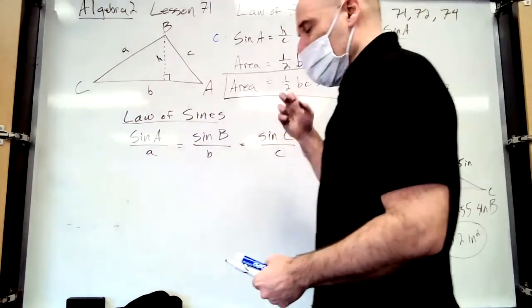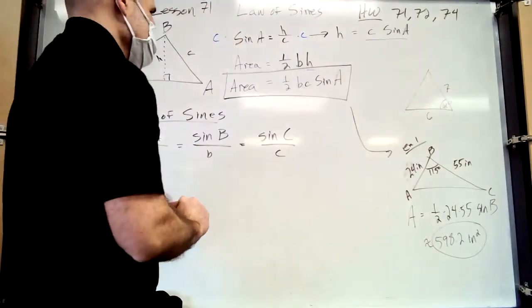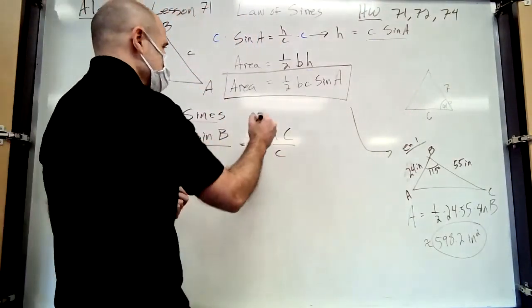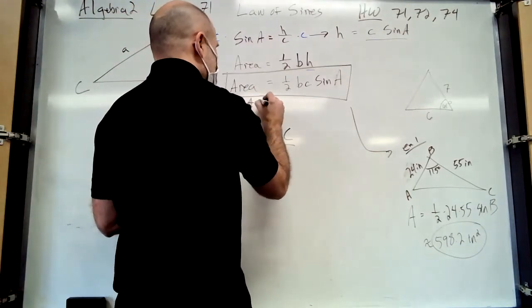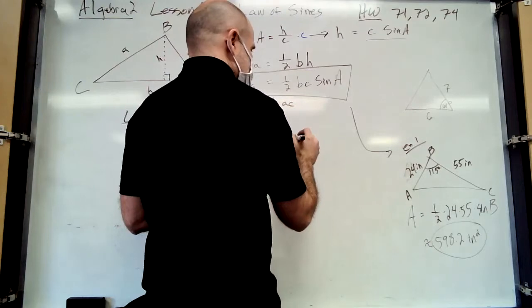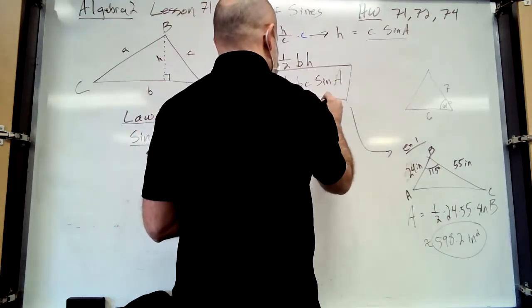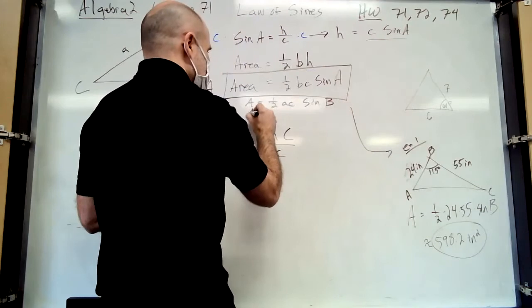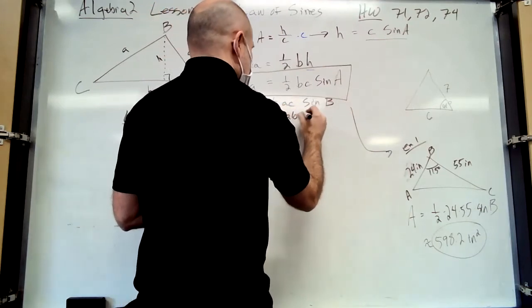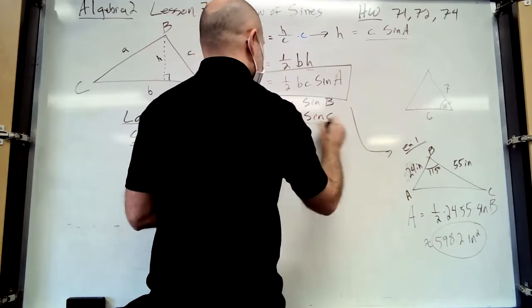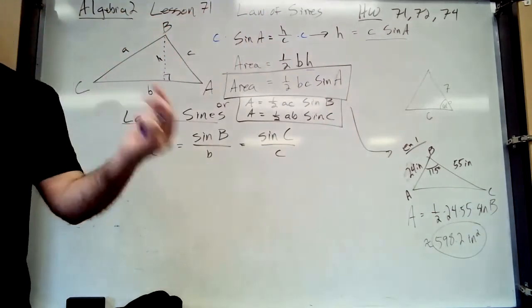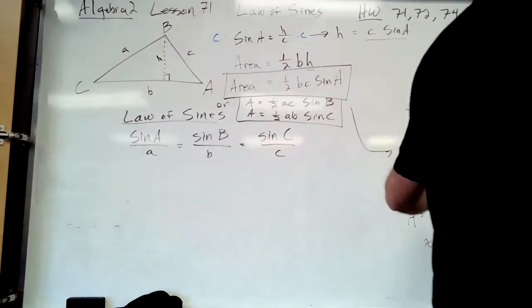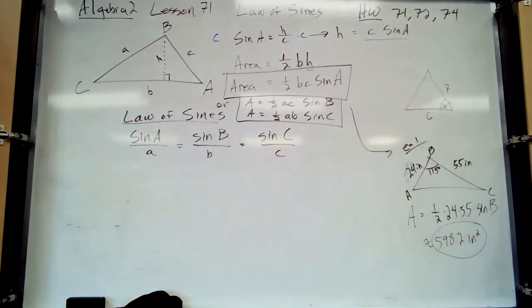Okay? So that's the formula. Make sure you write that down. The other way to think about this is like this: area equals 1/2 AC times the sine of B, or area equals 1/2 AB times the sine of C. So all three of these are the same thing, and they're not always going to say A, B, and C here. They're just going to give you a triangle and ask you to use that formula to find the area, okay?